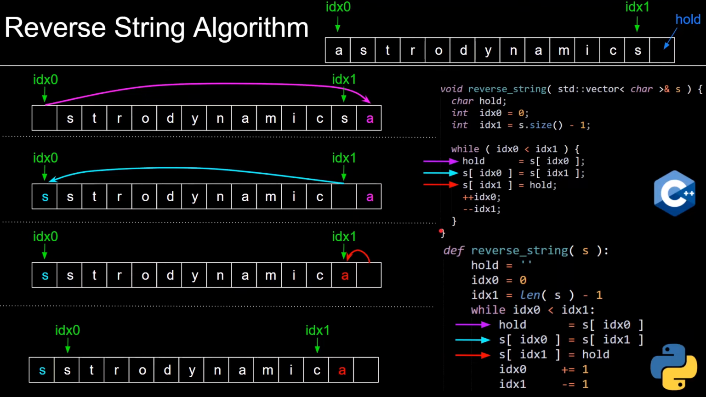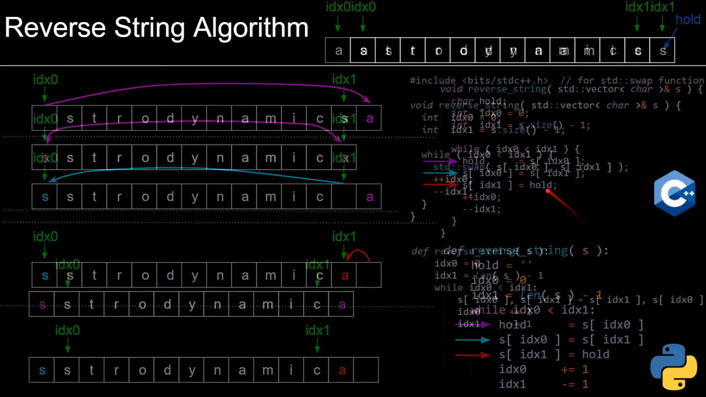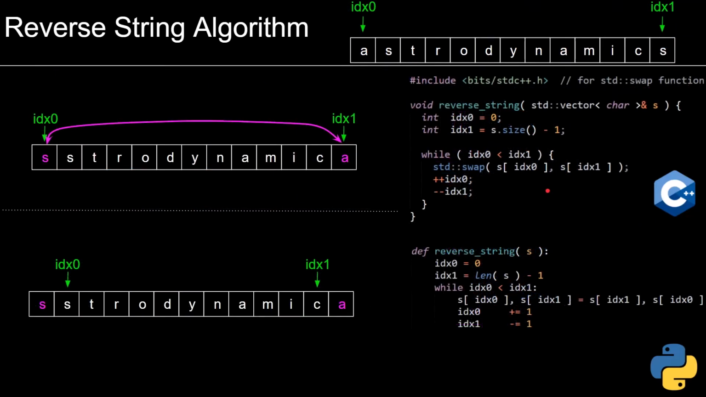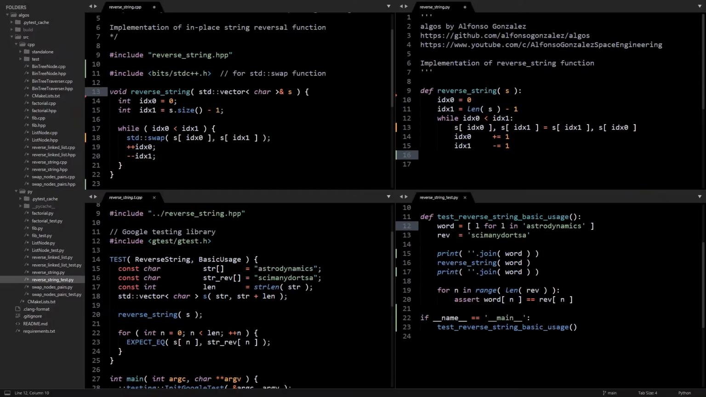In this video, we'll be going over two different in-place reverse string algorithms, one which uses a hold character and another one that uses a swap command. We'll be going over the functions' implementations in C++ and in Python, including unit tests, where C++ here is using Google Test and Python is using PyTest.